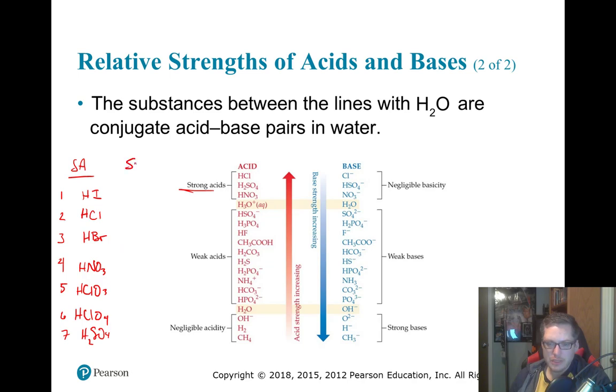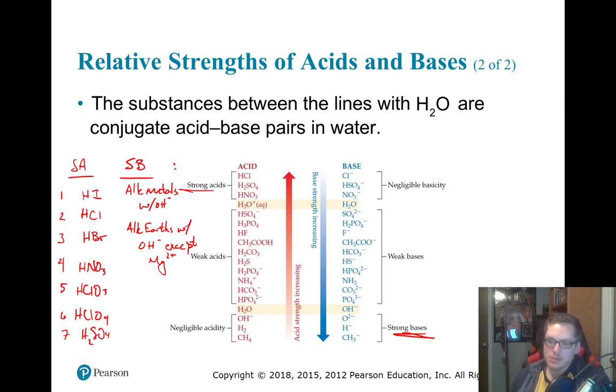And then you have your strong bases. Your strong bases are these guys here, these 3 here, and then any of the alkali metals with OH minus, or alkaline earths with OH minus, except magnesium. Poor magnesium.